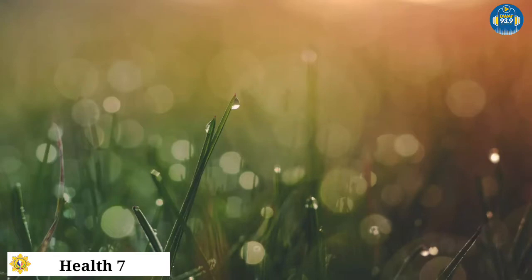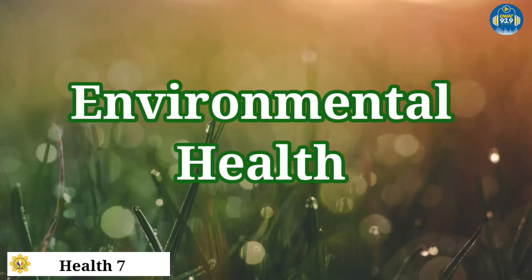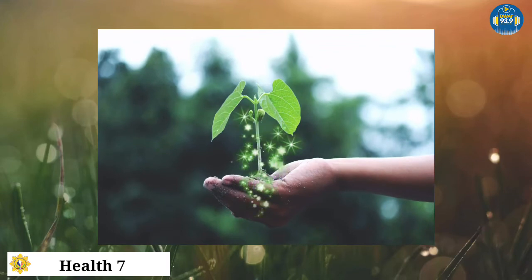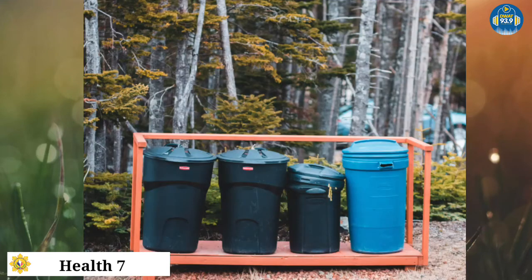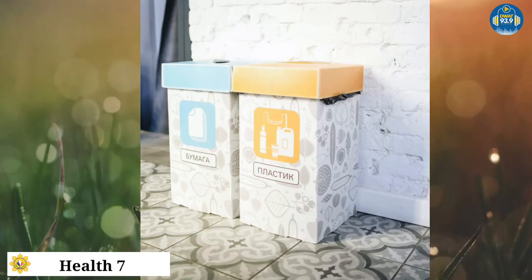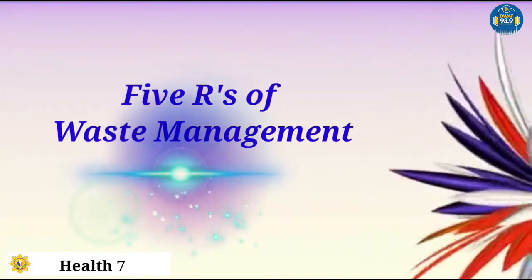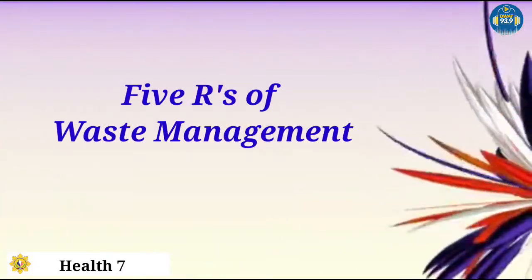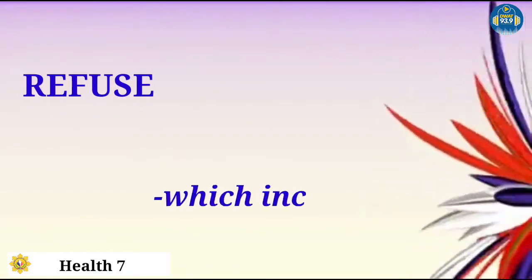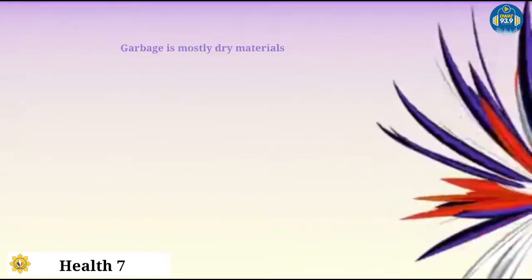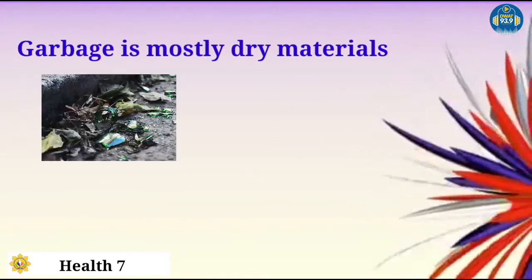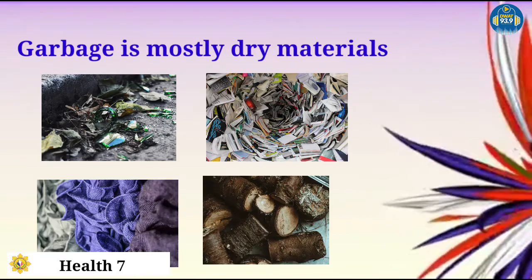These are the examples of environmental health: planting trees, vegetables, and other fruit-bearing trees. Proper segregation of waste materials from biodegradable to non-biodegradable. Remember the 5 R's of waste management. We have the refuse, which includes garbage and rubbish. Garbage is mostly dry materials such as glass, paper, cloth, or wood.